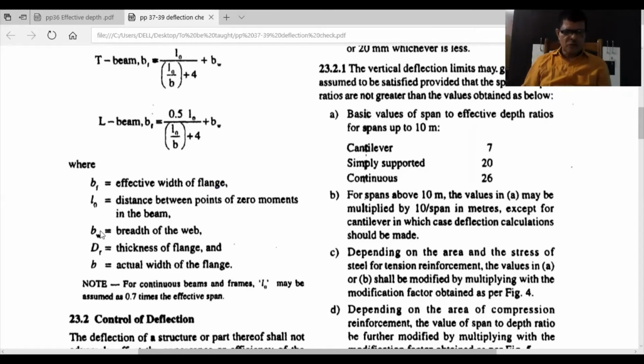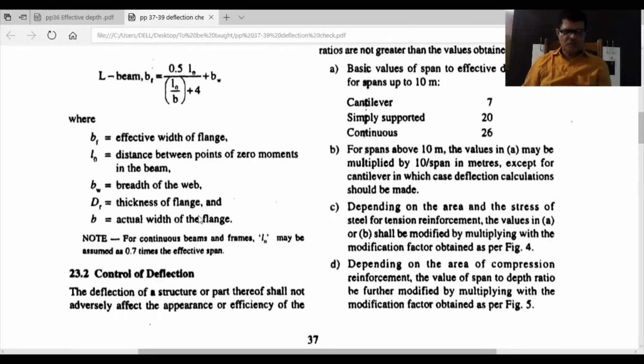Now, L0. What is L0? It is the distance between the points of zero moments in the beam. That means zero moments at supports. So if it is simply supported, then the zero moments are at the ends. So for continuous beams and frames, L0 may be taken as 0.7 times the effective span. If you have continuous T-beams, or if you have frames, then L0 may be assumed as 0.7 times the effective span.